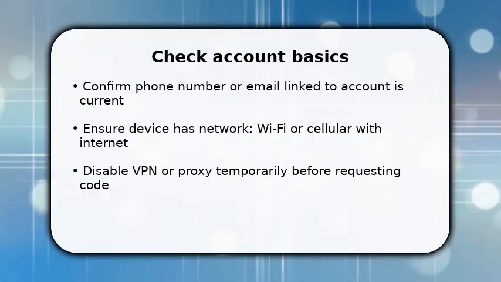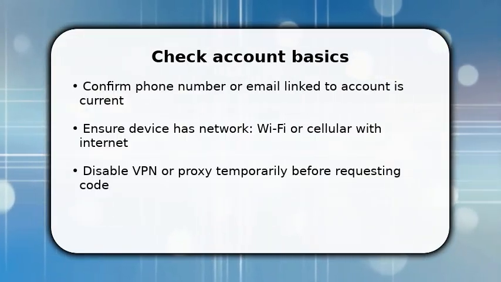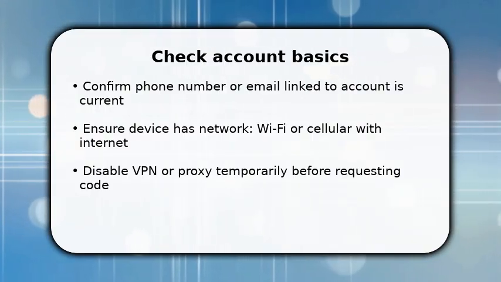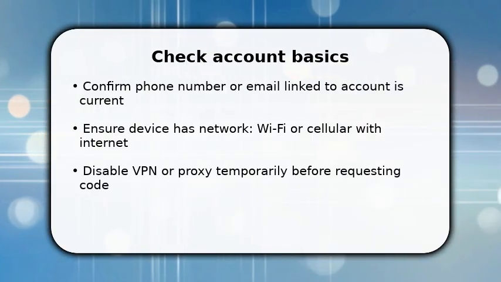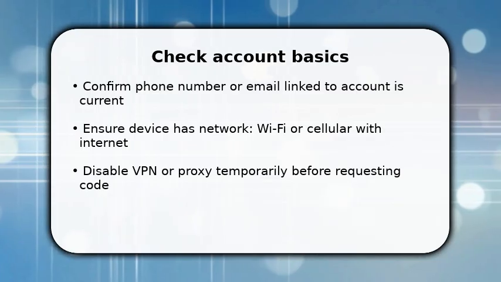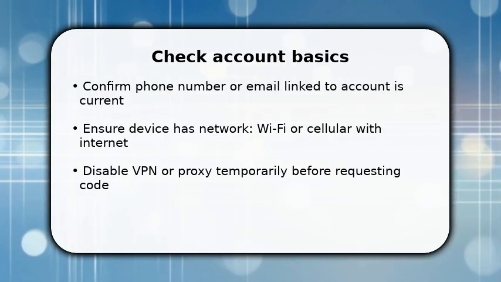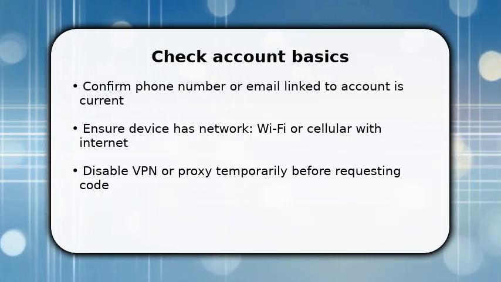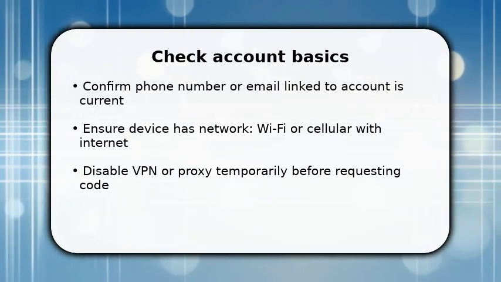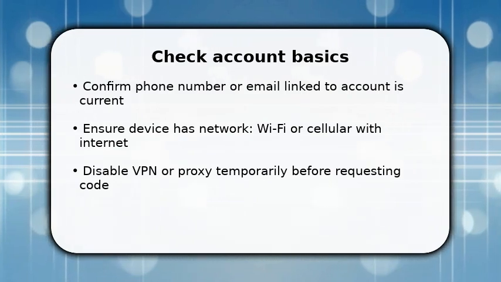You start by confirming essentials so the code can be delivered. Check that the phone number or email on your Facebook account is correct and active, and make sure your device actually has an internet connection. Switch between Wi-Fi and cellular to test. Once done, turn off any VPNs, ad blockers, or system proxies that could intercept messages. Make sure you can receive SMS and email elsewhere to verify carrier delivery. Then request the code immediately while staying on the same network.